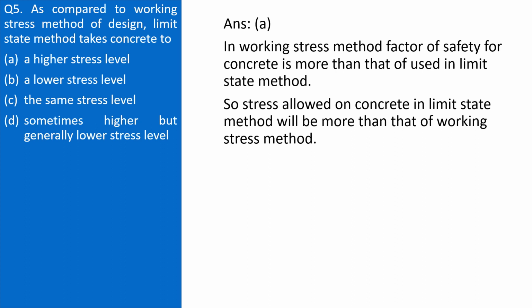In working stress method, factor of safety for concrete is more than that used in limit state method. So that's why in working stress method, the size of the sections is bigger than that of limit state method. So stress allowed on concrete in limit state method will be more than that of working stress method. In limit state method, we are taking a small factor of safety. That's why the stress allowed in concrete is more than that of working stress method. Okay.